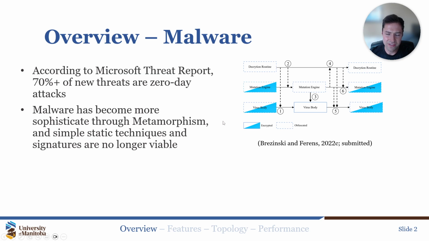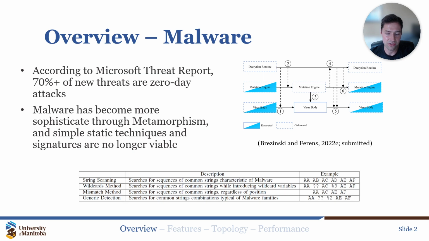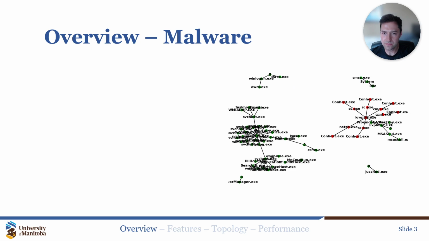Compared to simple static techniques, where we were able to look at, for example, certain strings within the malware, we used to be able to search for these common substrings and then come up with a signature. But these simple static techniques are no longer viable, mostly because malware is using these mechanisms where it can mutate itself, but also because it's changing how it looks in each iteration. Therefore, the signatures that were created before are no longer useful.